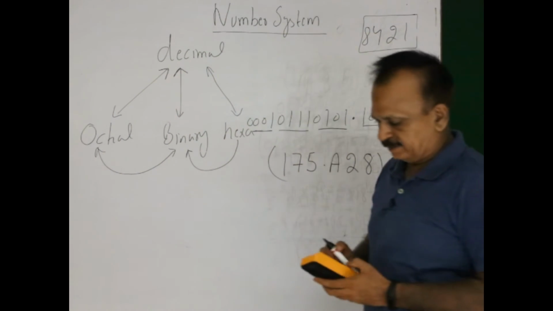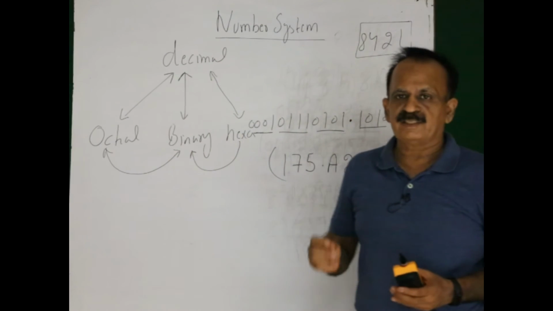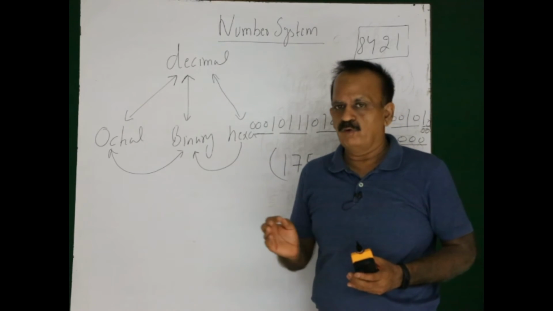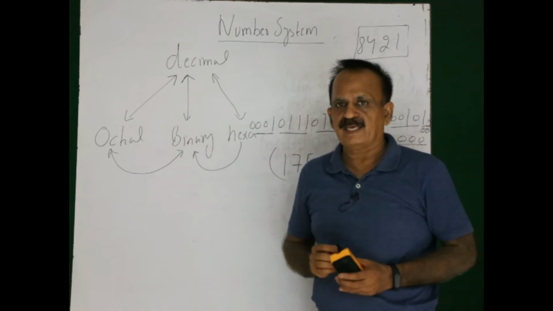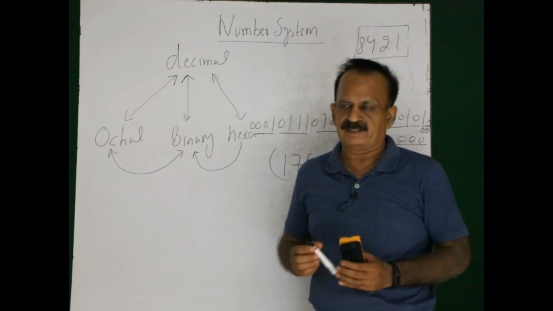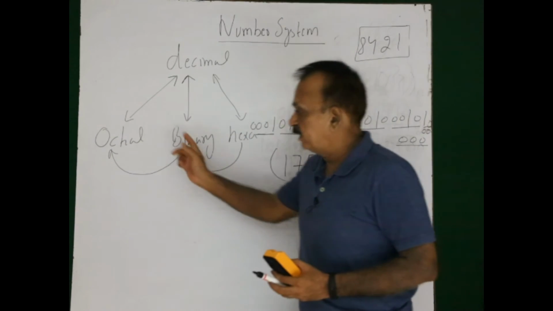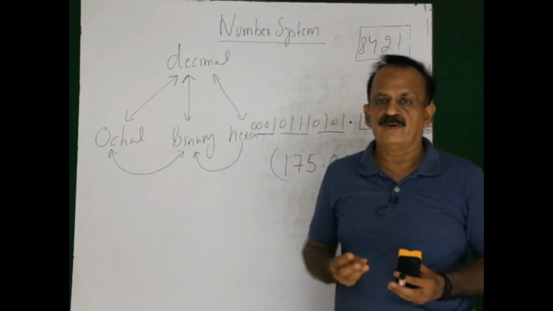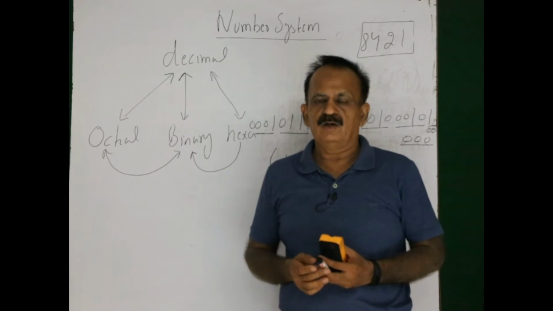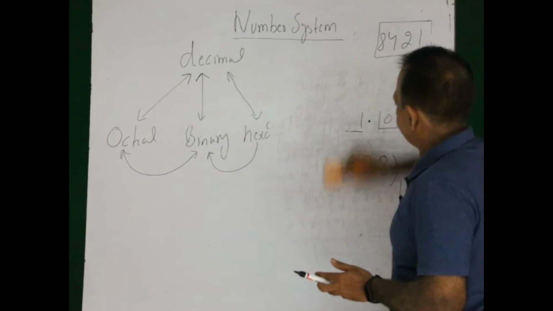Now the procedure is conversion from hexadecimal to binary. We will start from the decimal point and prepare the groups of 4 bits on either side. 0 can be added whenever it is required to complete a group of 4 bits. From binary to octal, I will be preparing groups of 3 bits starting from the decimal point, groups of 3 bits on either side. Zeros can be added if required.